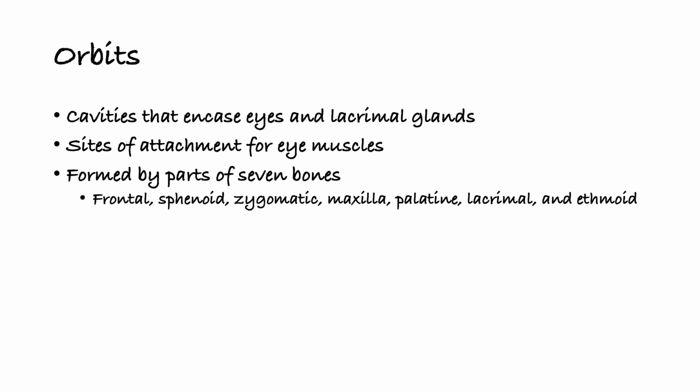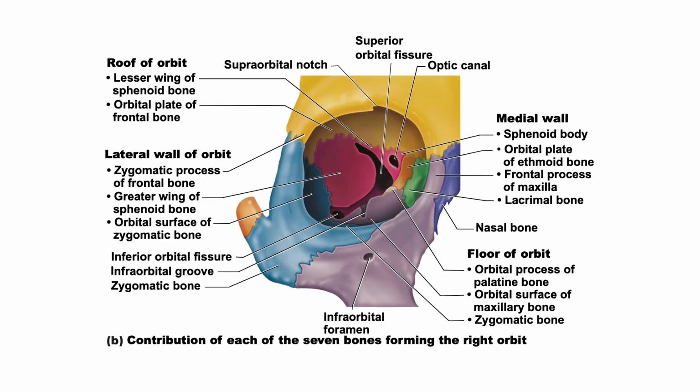So now onto the orbits. The orbits are cavities that encase the eyes and the lacrimal gland. They're a site of attachment for eye muscles. And yes, there are 7 bones that make up each orbit, not all the orbits, each of them. They are the frontal bone, the sphenoid, the zygomatic, the maxilla, palatine, lacrimal, and the ethmoid bone. So now let's see, am I correct? Let's count.